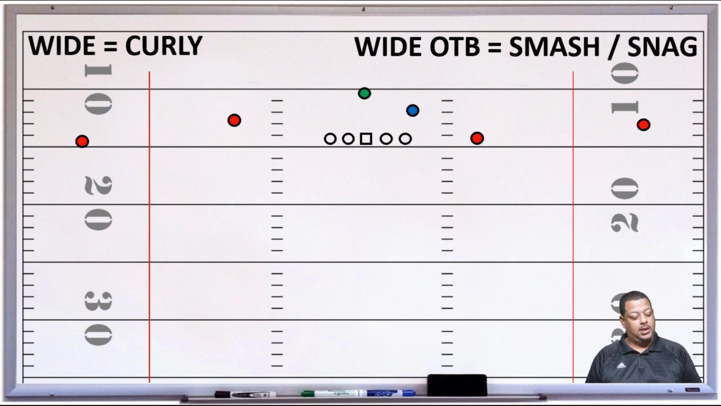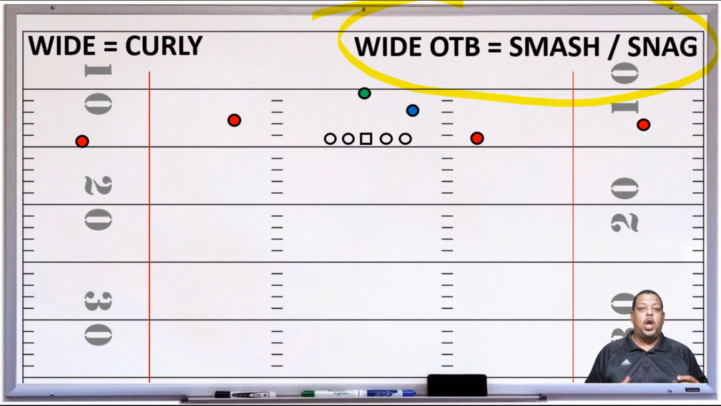Over here on the other side, we're talking about the wide OTB, on the ball, right? What does that mean? That means that the number 2 receiver is on the line of scrimmage. By him being on the line of scrimmage, that typically changes it from a curl flat concept to a smash concept. What is a smash concept? Smash concepts put the corner in conflict.